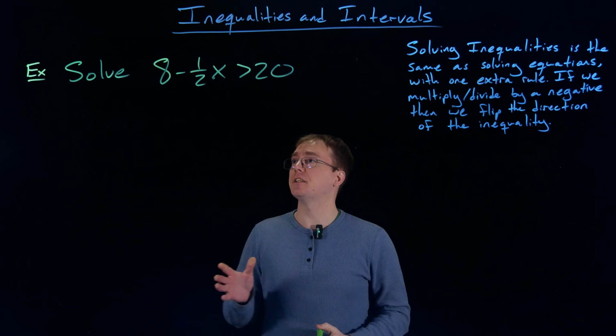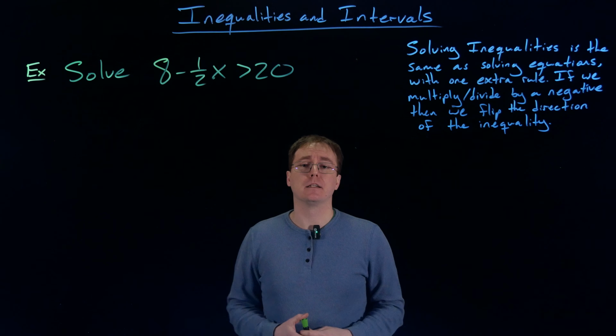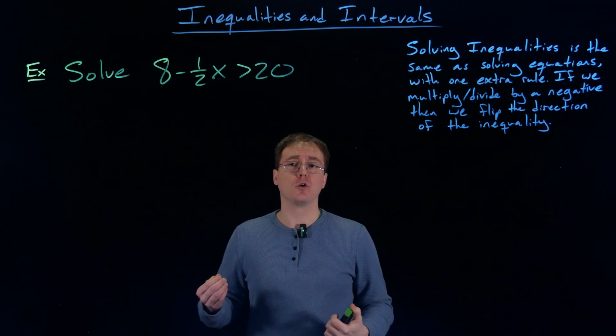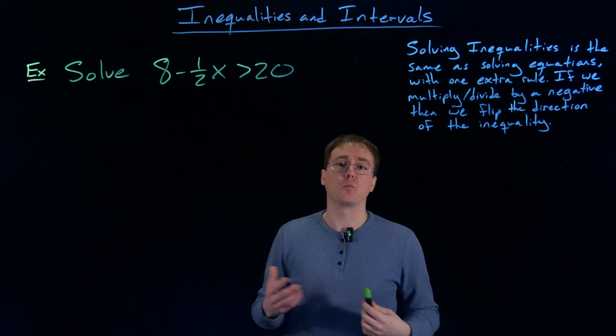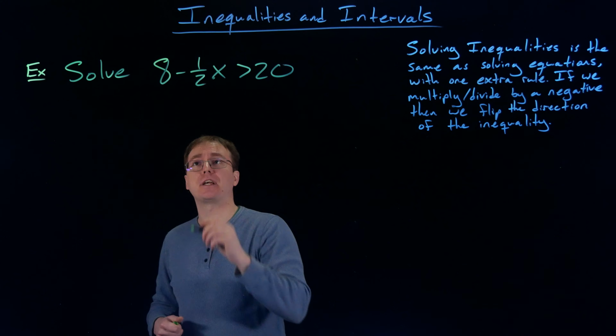So up next, we're going to look at this inequality. When is 8 minus 1/2 of x greater than 20? In order to solve this inequality, our goal is to try to get x all by itself on one side of our inequality. And so the first thing we can do is subtract 8 from each side of our inequality.